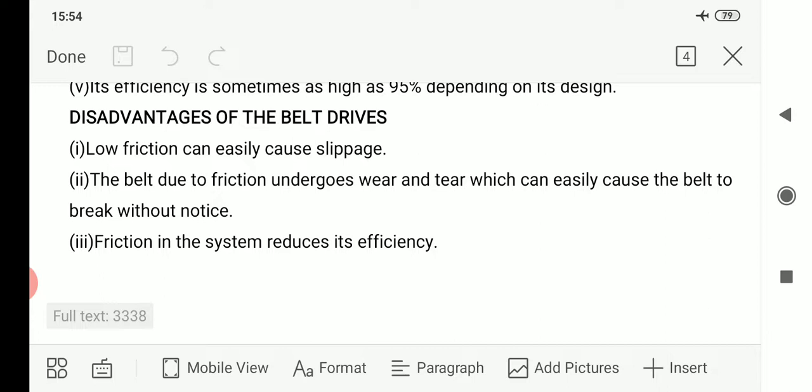Because of the friction between the belt drive and the pulley, we can have reduced efficiency at times. So when the friction is very low between the belt and the pulley, it will reduce the efficiency greatly, and that also affects the belt drive system adversely.